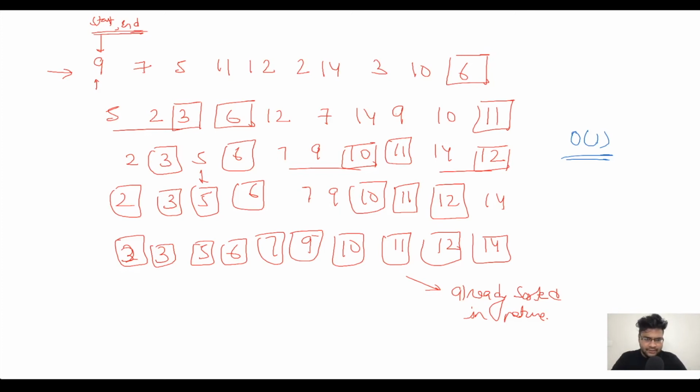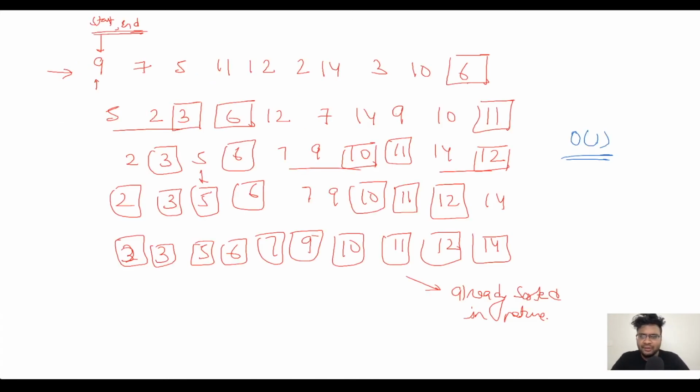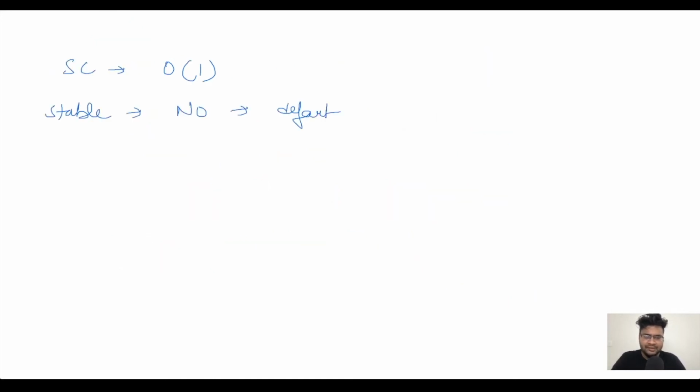Right now, let us look at some more analysis around this algorithm. Space complexity, we have already seen, is O of 1. Whether it is stable or not: generally it is not stable in the default version. Suppose the pivot is 6 and there is already a 6 here. In this scenario, the pivot 6 will go to the left of this 6. So the default version is not stable in nature, but we can tweak the algorithm and make it stable.